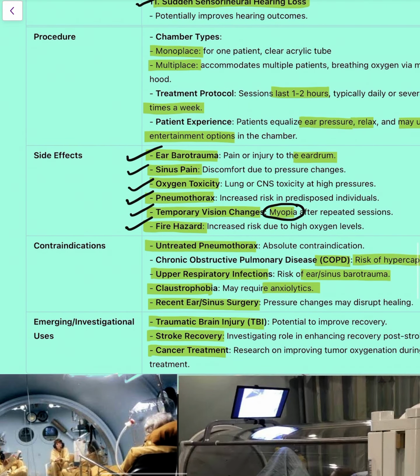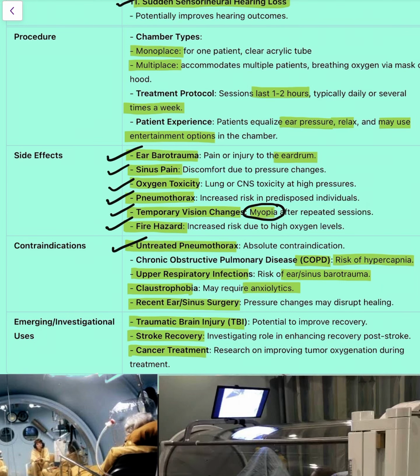Contraindications: as I said, the absolute contraindication is untreated pneumothorax. Other than that, COPD, because it has a risk of hypercapnia and that can lead to pneumothorax itself. Claustrophobia, where we can use anxiolytics for the patients. Recent ear or sinus surgeries.